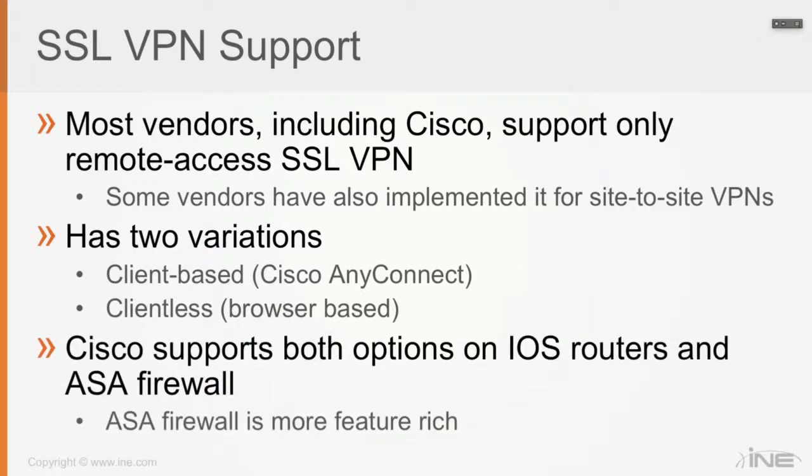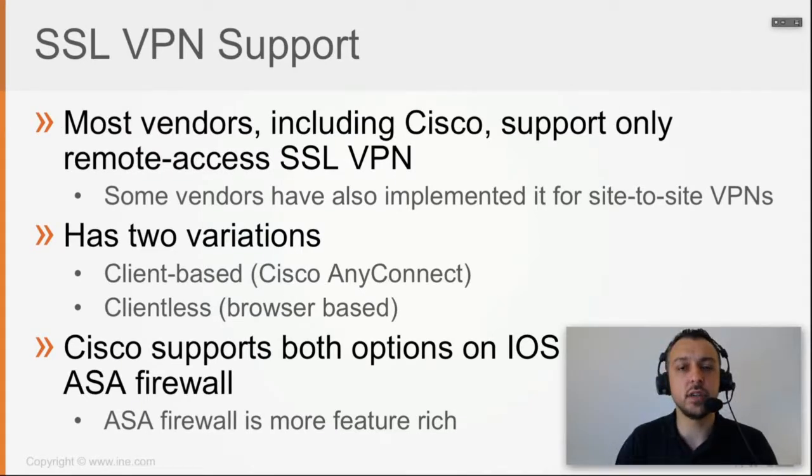Cisco supports both options, client-based and clientless, on both the IOS routers and the ASA firewall. But the ASA firewall is more feature-rich, so in general it's going to be a better VPN gateway from the features point of view as opposed to a regular IOS router. But both the IOS routers and the ASA firewall can act as a VPN gateway for both client-based and clientless SSL VPN sessions.